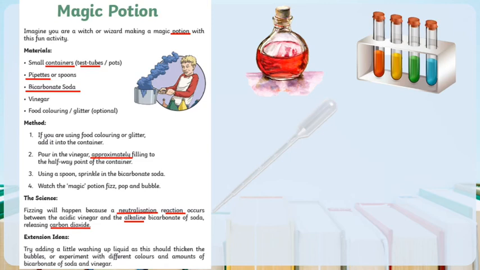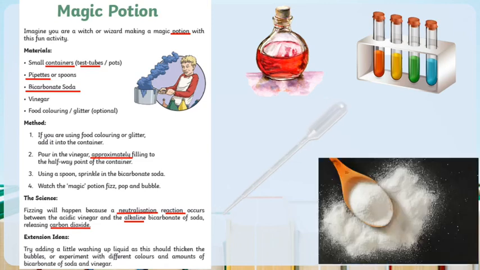The next word that I've chosen here is bicarbonate of soda. This is a powder which can be used in science to create different chemical reactions. You might have seen it in your mum's or dad's cooking cupboard because you can use bicarbonate of soda to help you make your cakes rise.